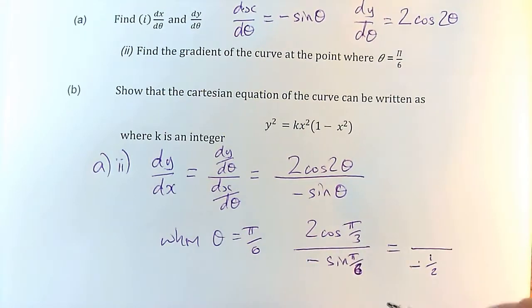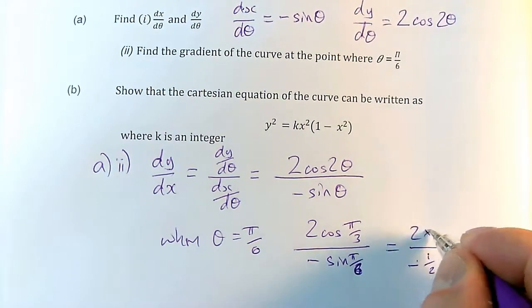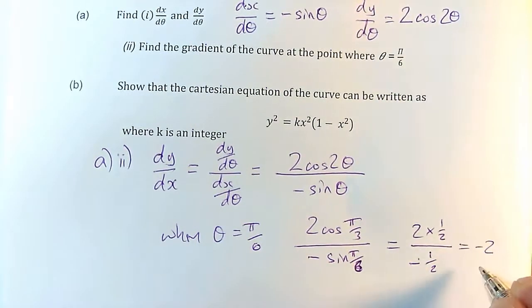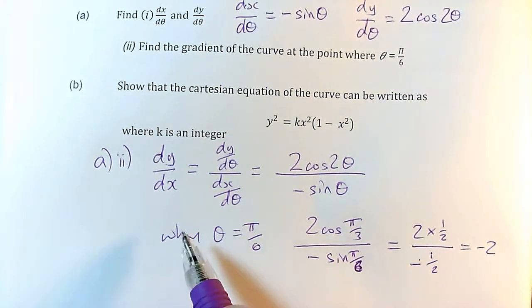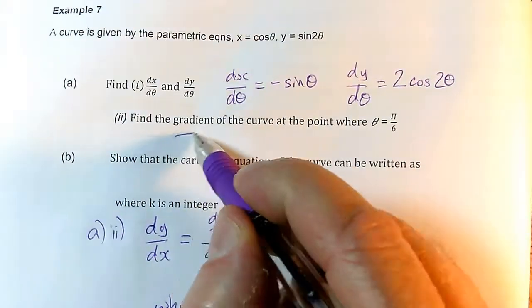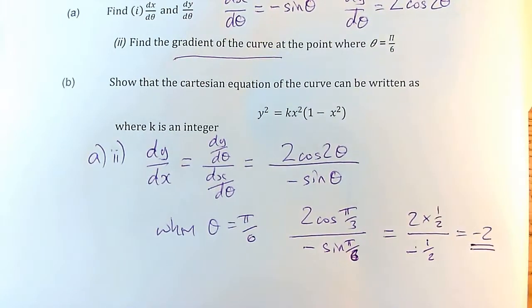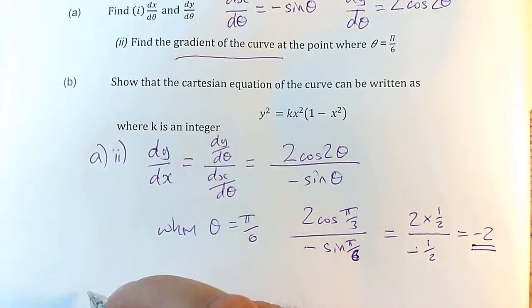And then cos of pi by 3 radians is also a half, so it's 2 times a half divided by minus a half. So the answer is actually just minus 2. That's the value of dy by dx. What was I asked for? The gradient of the curve. That is just dy by dx. So this minus 2 is my answer. Okay, and then we've got to do part B.